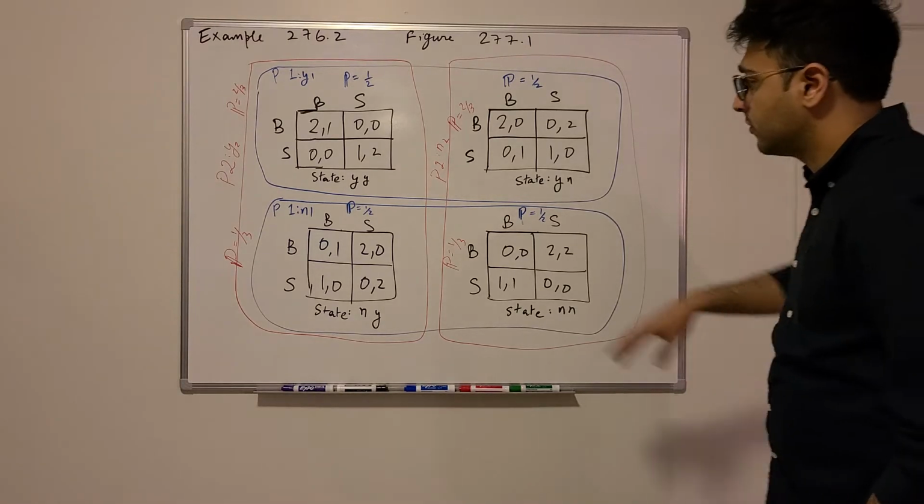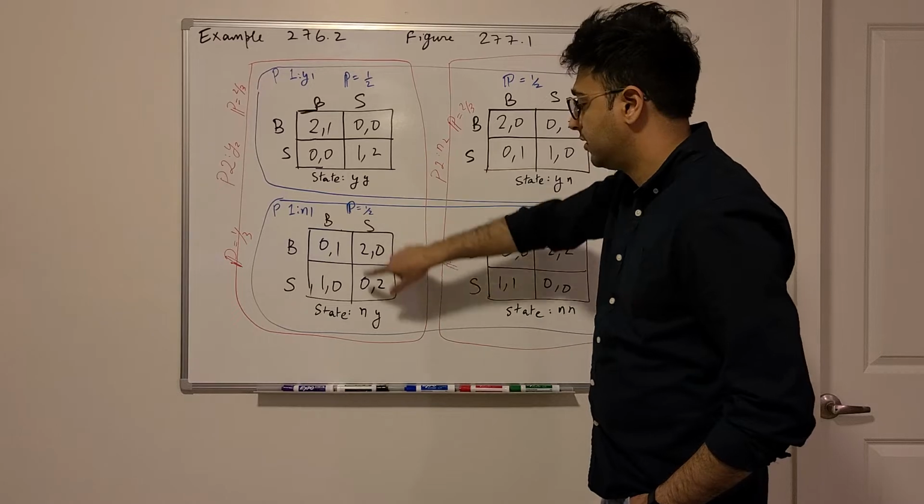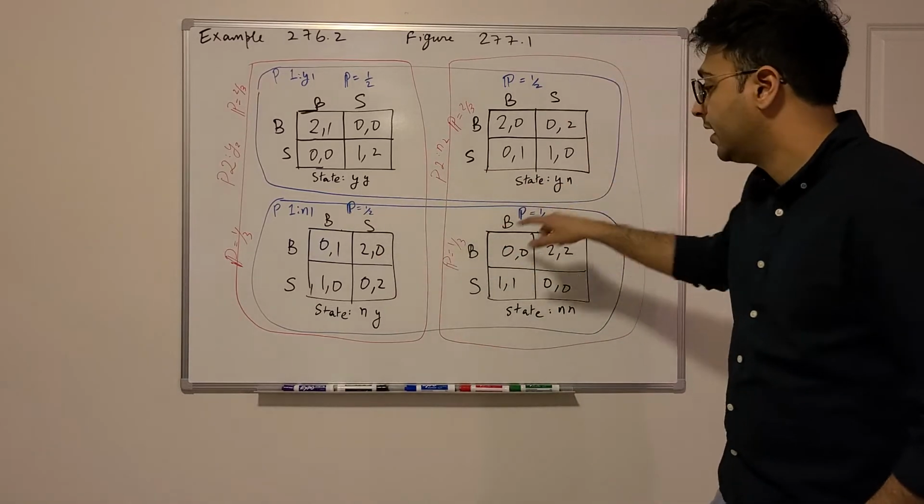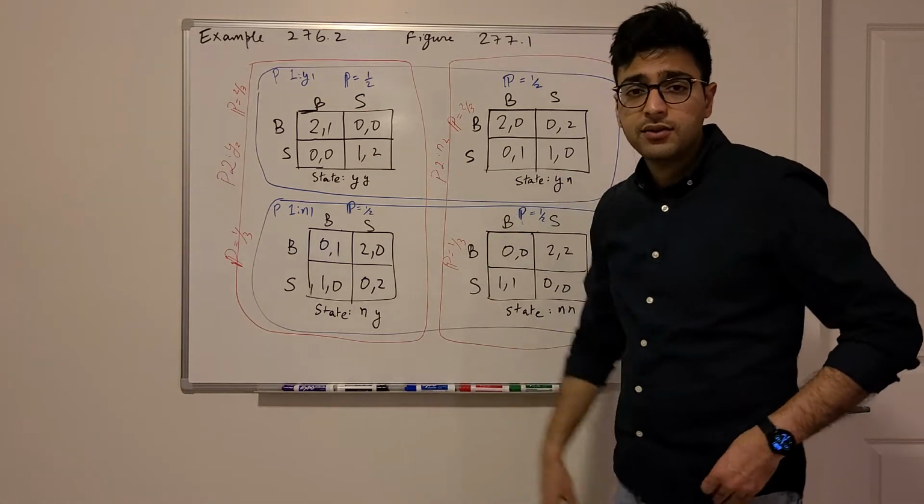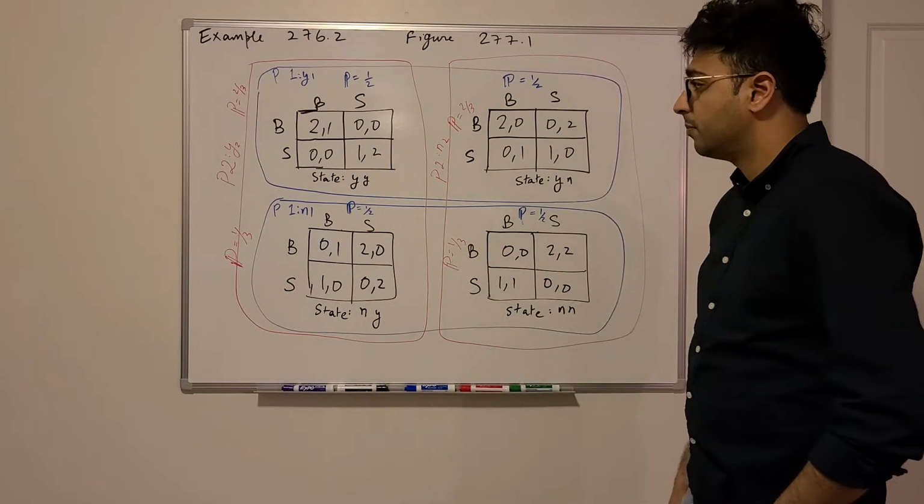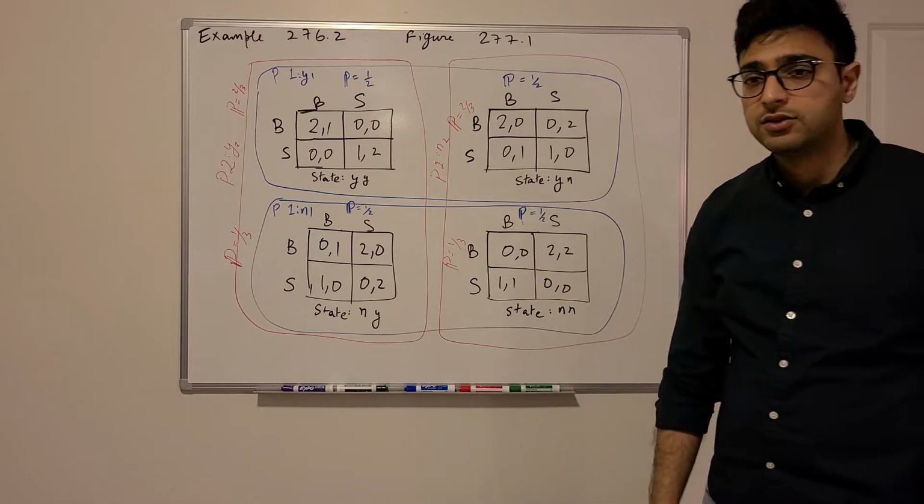So for each state, the state here can be yy, yn, ny, or nn. For each state there is a payoff matrix which shows you the payoffs for the players given the actions that the players take.